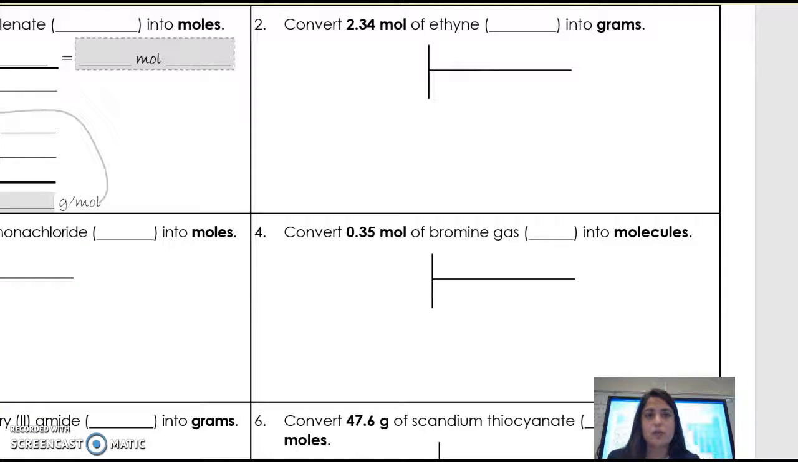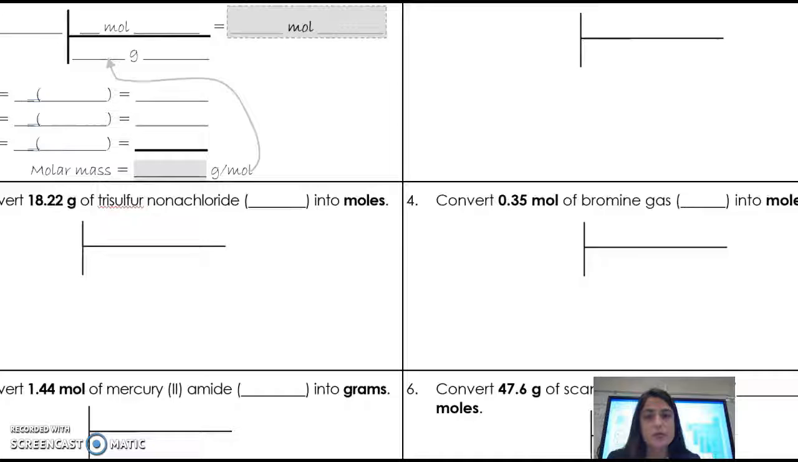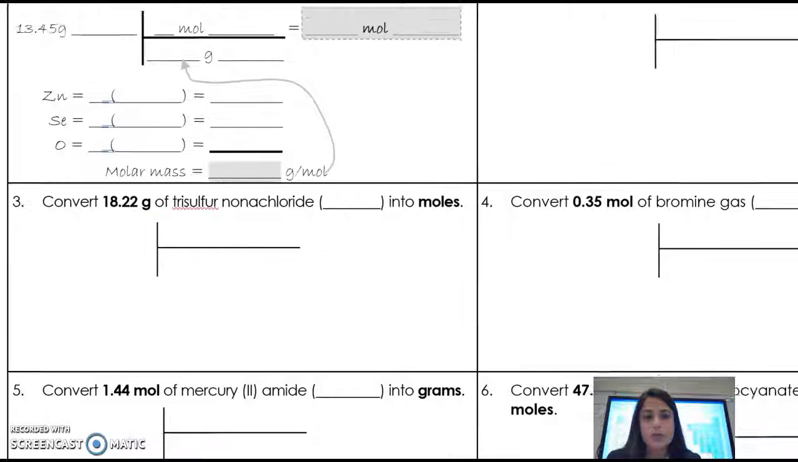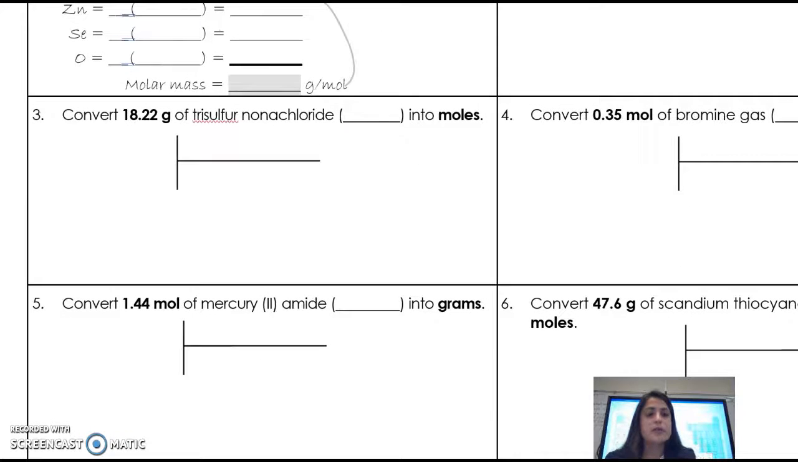I'm going to be showing you a couple of calculations on this worksheet called mole relationship worksheet that we started about 2 days ago. So the first one I'm going to do is the one that says convert 18.22 grams of trisulfur nanochloride. Make sure you're good at writing the formulas. If you're not, you're going to have trouble getting the right answer, because if your formula is wrong, then your calculations are going to be wrong.